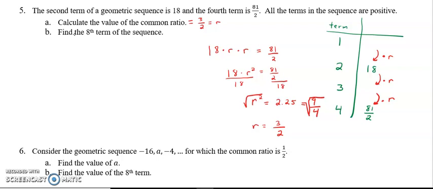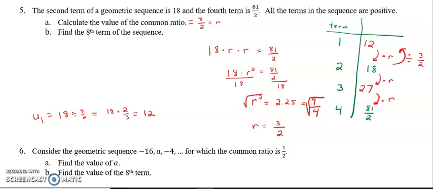Now, I still need to know what the 8th term in the sequence is. I would also like to know the first term. In order to go in reverse, instead of multiplying, I would divide by 3/2. So the first term would be 18 divided by 3/2. Remember, dividing by a fraction is the same thing as multiplying by its reciprocal. 18 divided by 3 is 6, times 2 is 12. So my first term was 12. I could do the same thing here, and this would actually be 27.